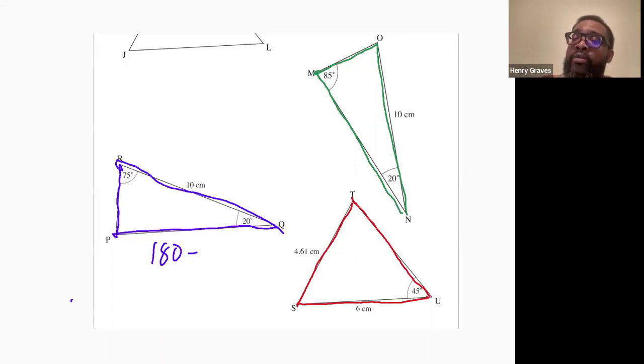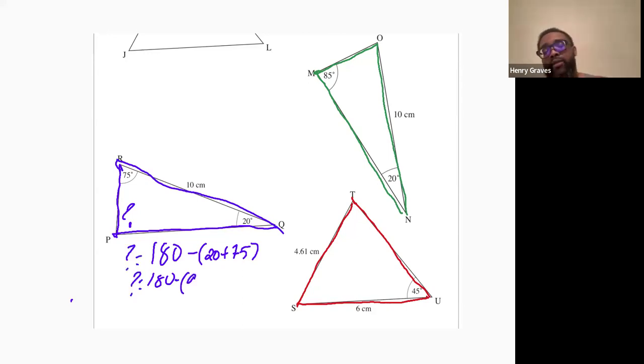So that's going to be 20 plus 75. I know 20 plus 75 is going to be 95. So 180 minus 95 is going to give me my answer for the missing angle. So let me get my calculator. 180 minus 95 is indeed 85. So this missing angle is 85.